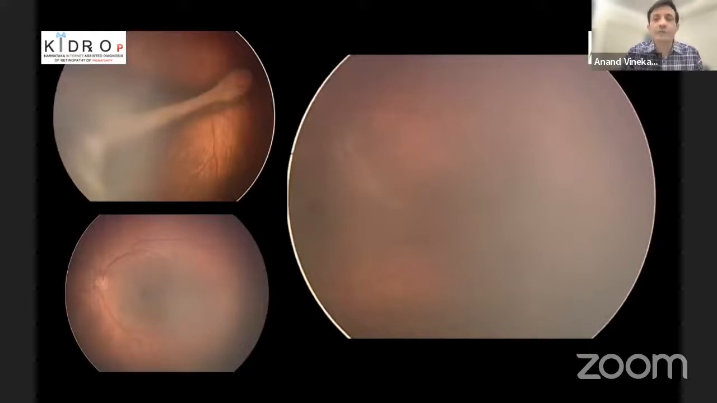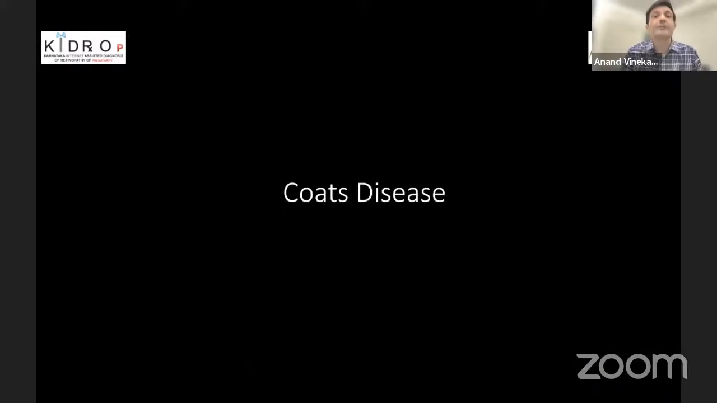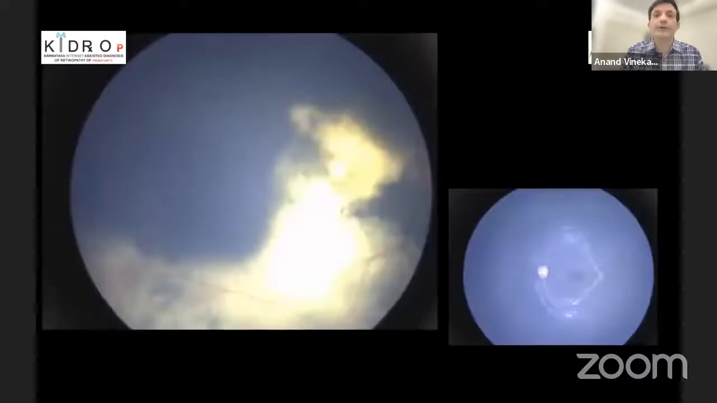Falciform folds give you an indication that this could move towards FEVR. This is the same child, with a falciform fold in one eye and a very innocuous-looking stage in the other eye, which can be picked up on angiogram. FEVR is unilateral in only about 15% of cases, and angiogram helps us decide when to do the treatment, especially in these asymmetric cases.